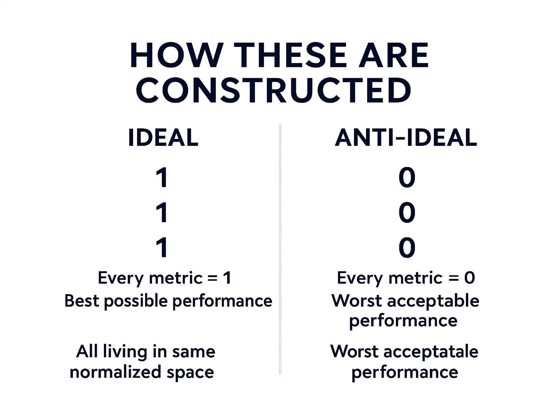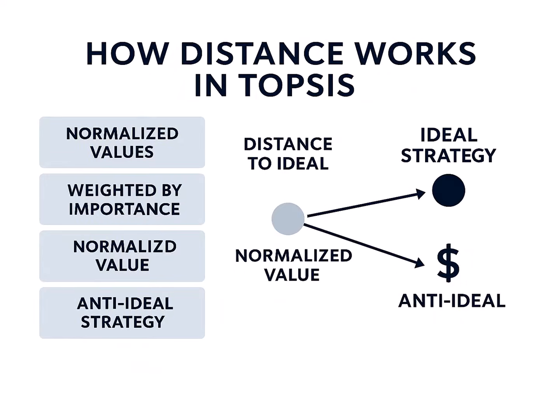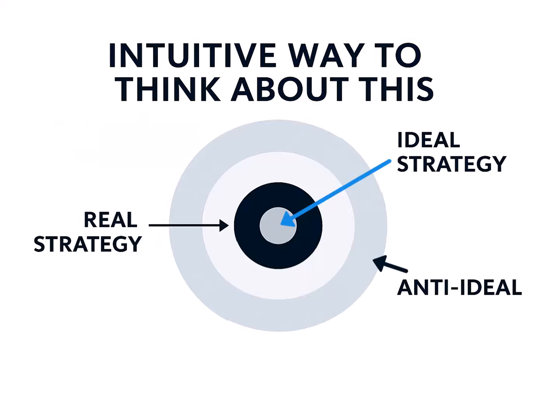And now comes the clever part, because instead of just summing up the scores, TOPSIS measures distance. In other words, it asks how far the strategy is from perfection and how close it is to disaster. We can compare this a little bit by imagining a target. The bullseye here is the ideal strategy and the outer edge is the anti-ideal. And every strategy is somewhere in between. With the TOPSIS method we can score and rank them by who is closest to the center and farthest from the edge.